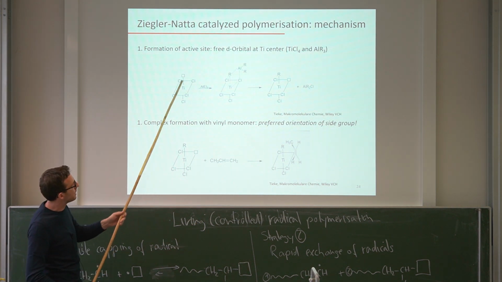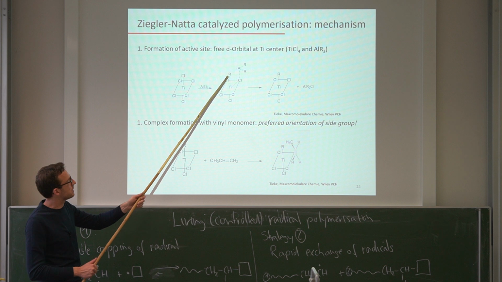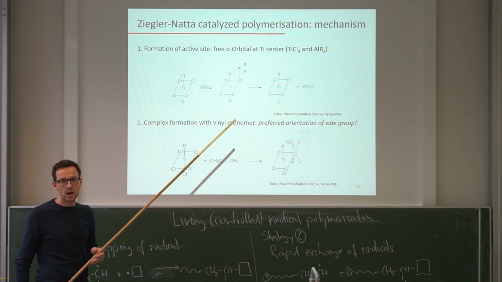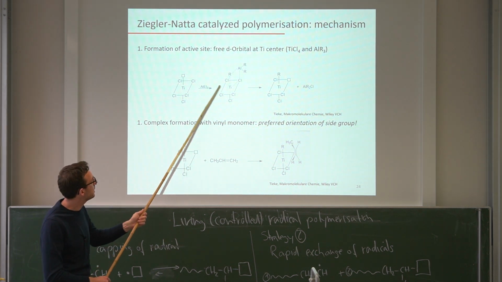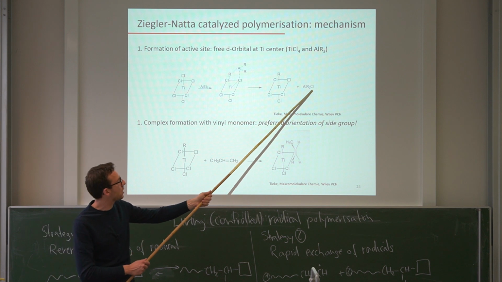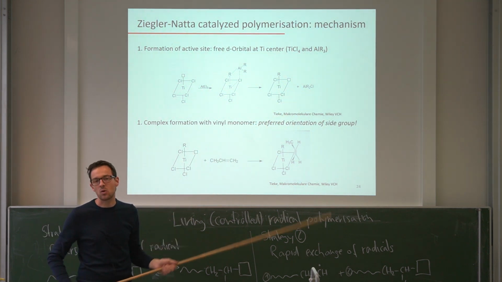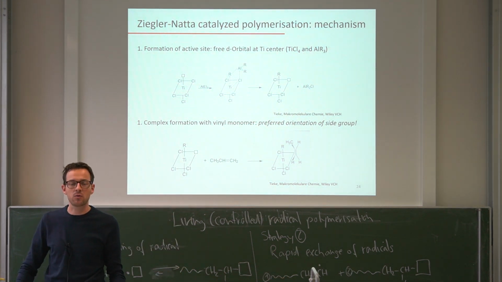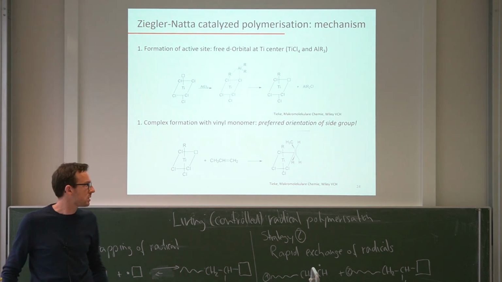And what happens if we let these react is that this organic rest R, so for example, this ethyl group here, is being transferred to the titanium center. So you see it forms a complex, and then it chops out a chloride and leaves an organic rest. And this is now the active center for the polymerization.